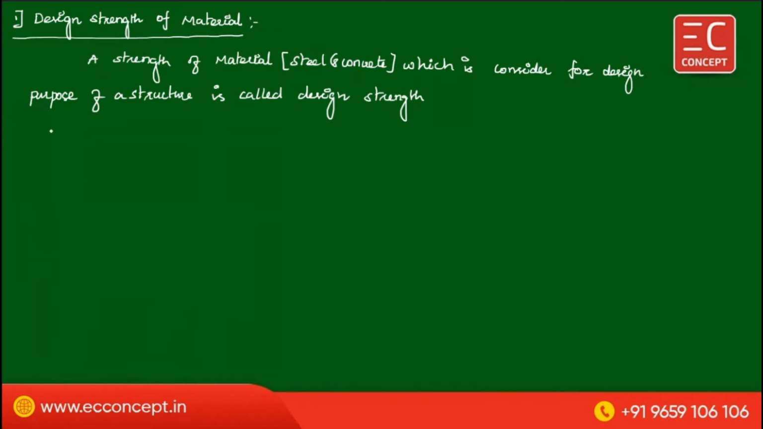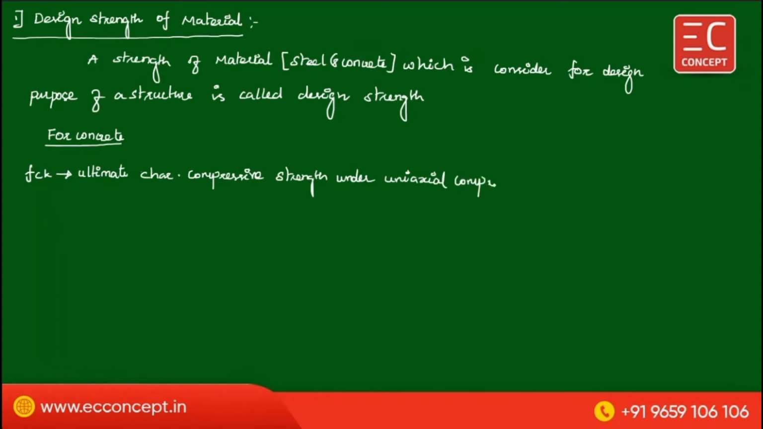For example, for concrete, FCK is the ultimate strength of concrete. I can write: FCK is the ultimate characteristic compressive strength under uniaxial compression in lab, which was tested in the lab.